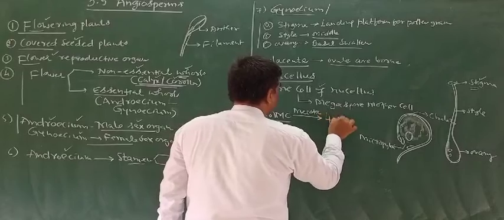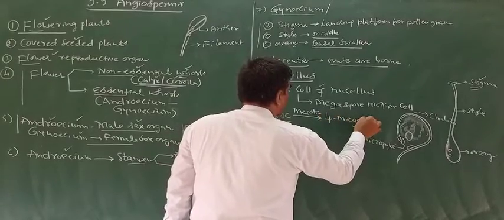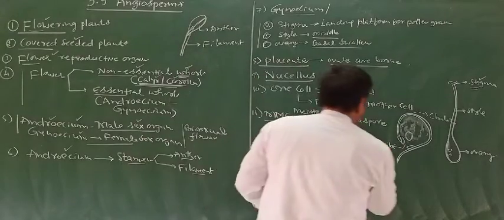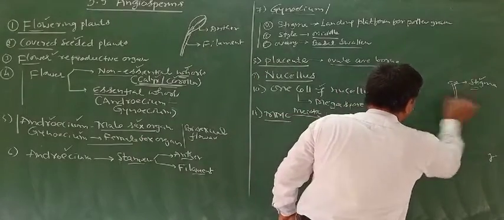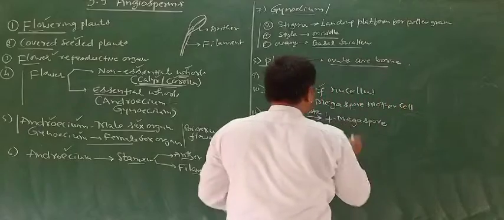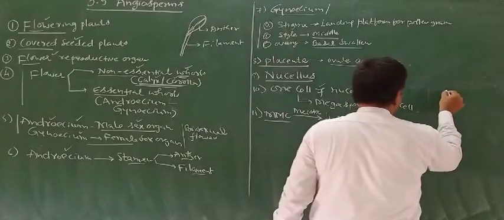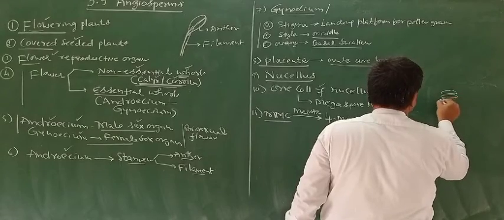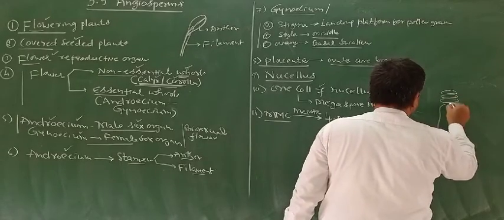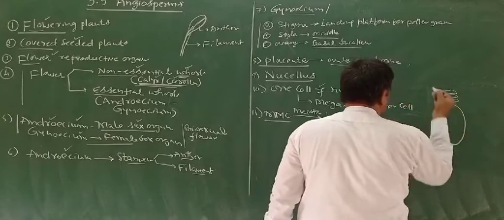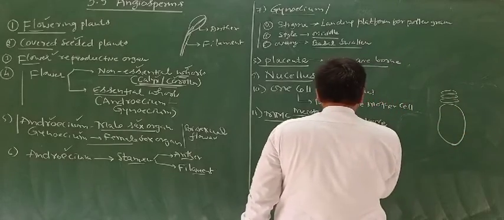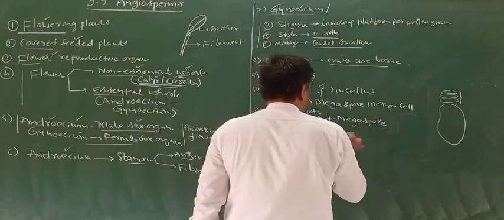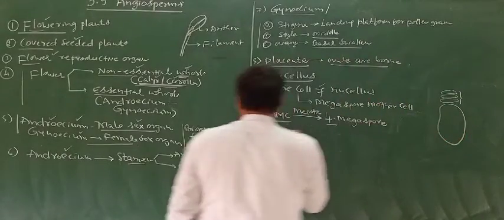There is a formation of 4 megaspores. Formation of 4 megaspores takes place. Out of these 4 megaspores, 3 megaspores get degenerated and only 1 megaspore becomes functional. Okay, out of 4, 3 get degenerated, only 1 becomes functional. So this is called a functional megaspore.